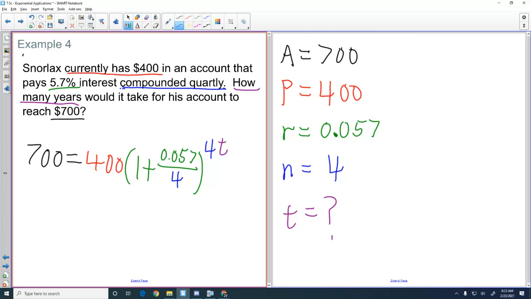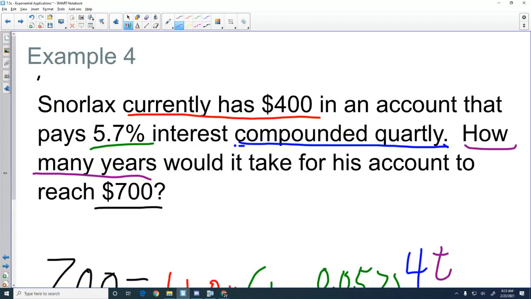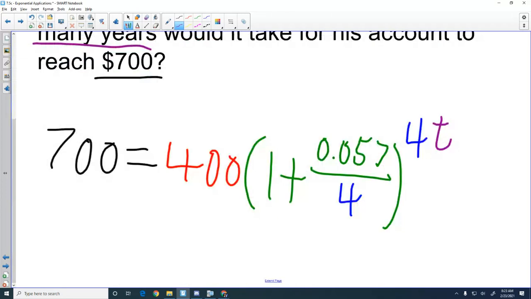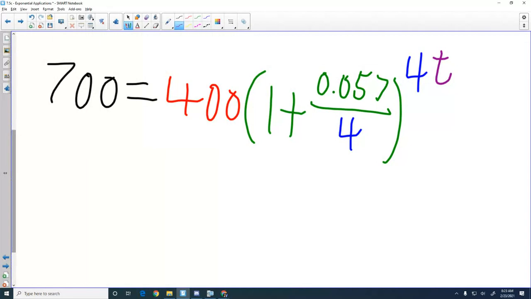Hey, where is our variable located? In the exponent. So what are we going to have to use to solve this problem? We're going to have to use logarithms, right? That's how we solve for those unknowns in the exponent spot. So let me go back to a single screen here so we can zoom in on the calculation. So now we're bringing back solving those exponential equations from last week.